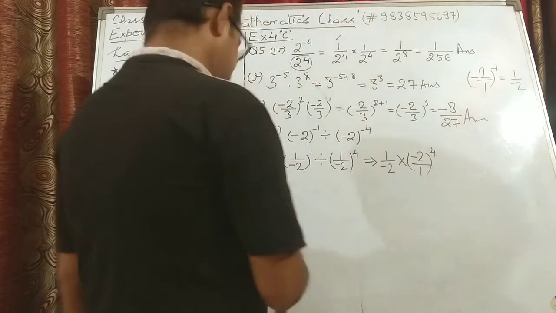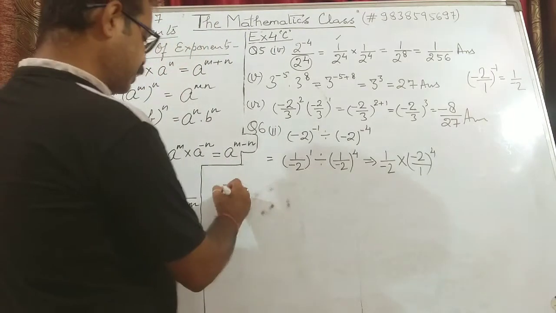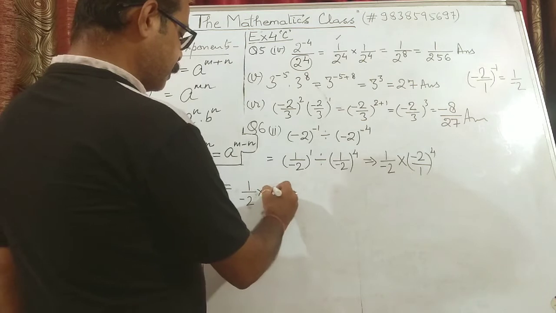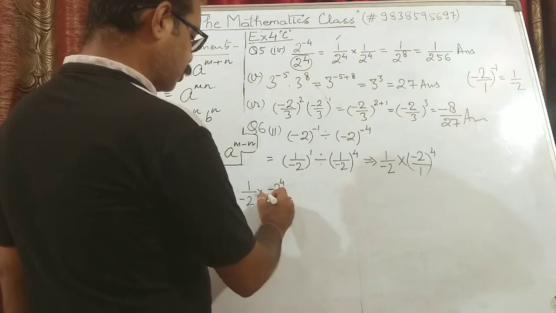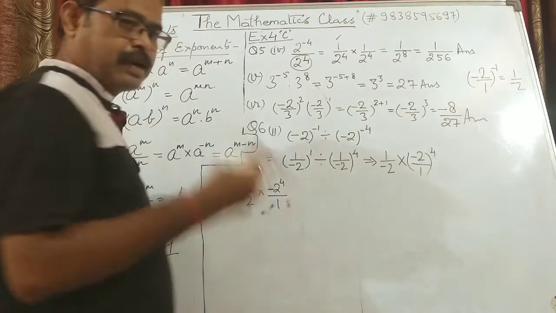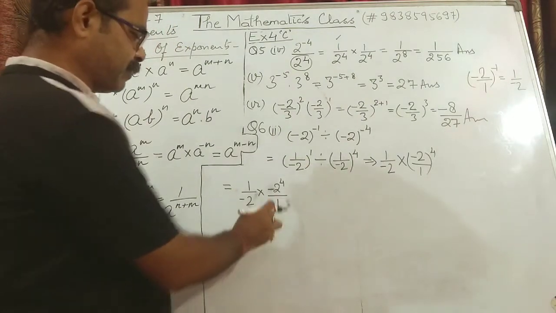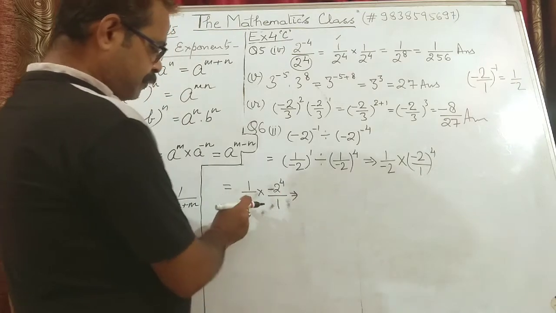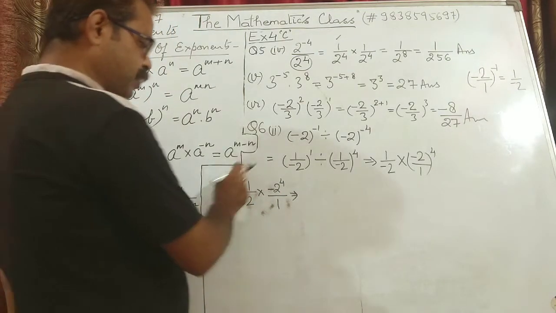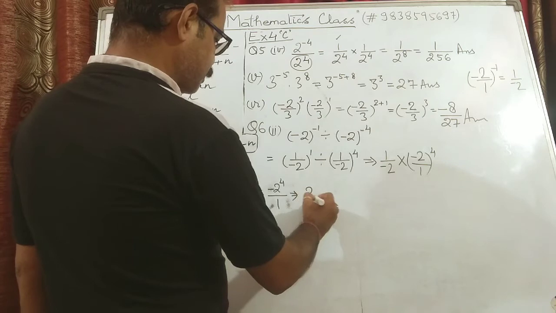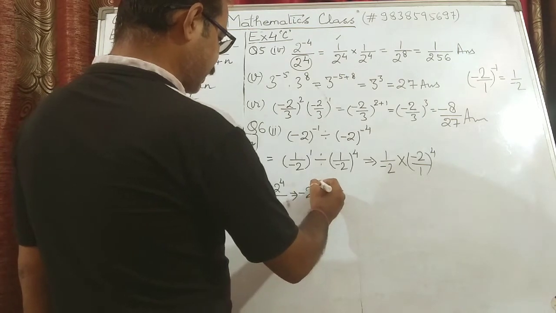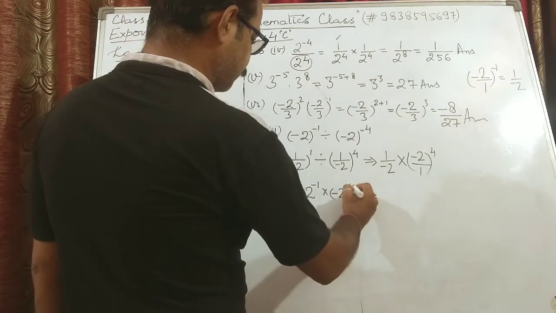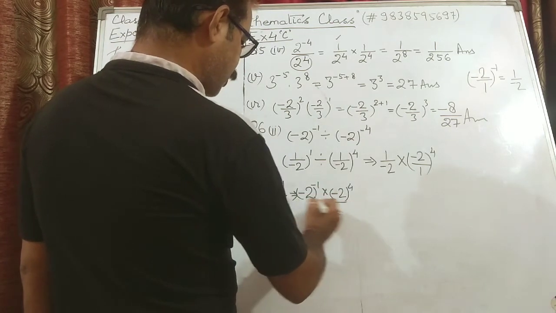If it is whole power, it means it can be written as 1 upon minus 2 into minus 2 to the power 4 upon 1. 1 to the power 4 is also 1. 1 into 1 into 1 into 1 will be 1. So I am writing just 1. Now in this you can see, if you bring this power to the numerator, it will become minus 2 to the power minus 1 into minus 2 to the power 4 upon 1.